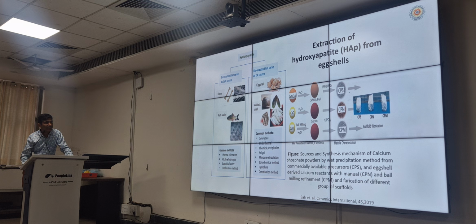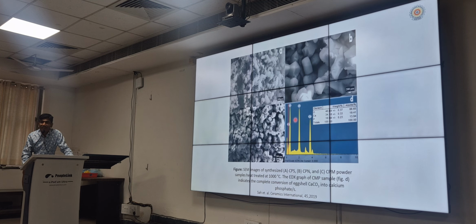So other sources were also utilized. Fish scale was also there in our lab. Crab shells also we have utilized. In the same way, with similar calculations, we were able to get a wide range of hydroxyapatite from different sources, and those were in the nano range also, right?